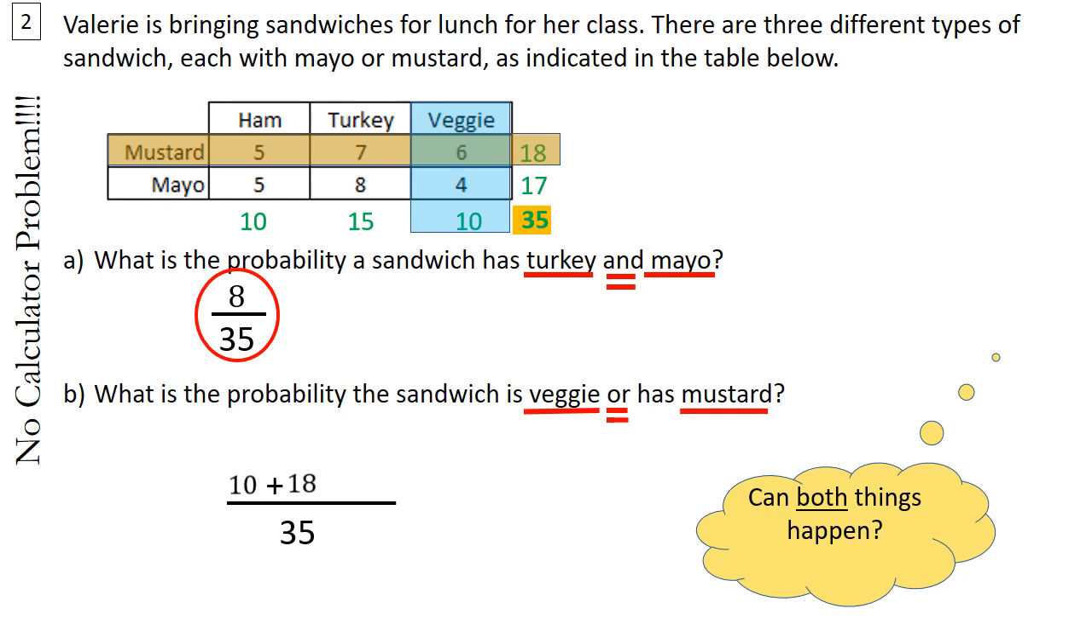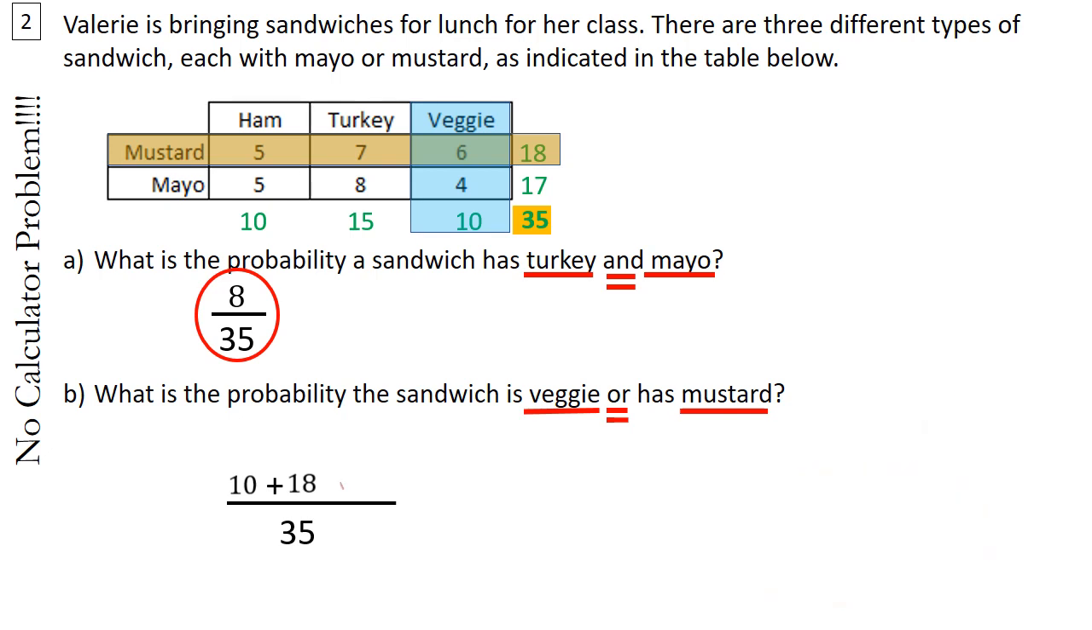And we did. Part of that 10 are those 6 veggie and mustard sandwiches. Part of that 18 are those 6 veggie and mustard sandwiches. So yes, it could happen, and we've counted 6 sandwiches twice. So we've got too many sandwiches added up there. What do I do about it?